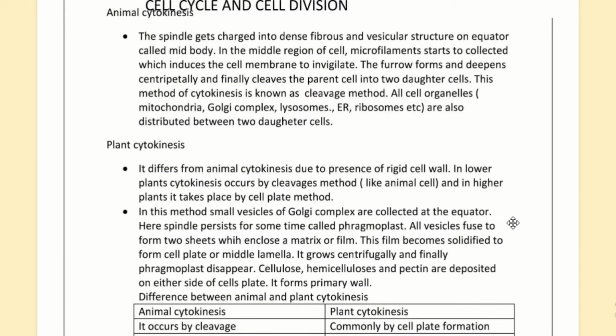In animal cytokinesis, the spindle gets changed into a dense fibrous and vesicular structure on the equator called the mid-body. In the middle region of the cell, microfilaments start to be collected, which induces the cell membrane to invaginate. The furrow forms and deepens centripetally and finally cleaves the parent cell into two daughter cells. This method of cytokinesis is known as the cleavage method. All cell organelles are also distributed between the two daughter cells.